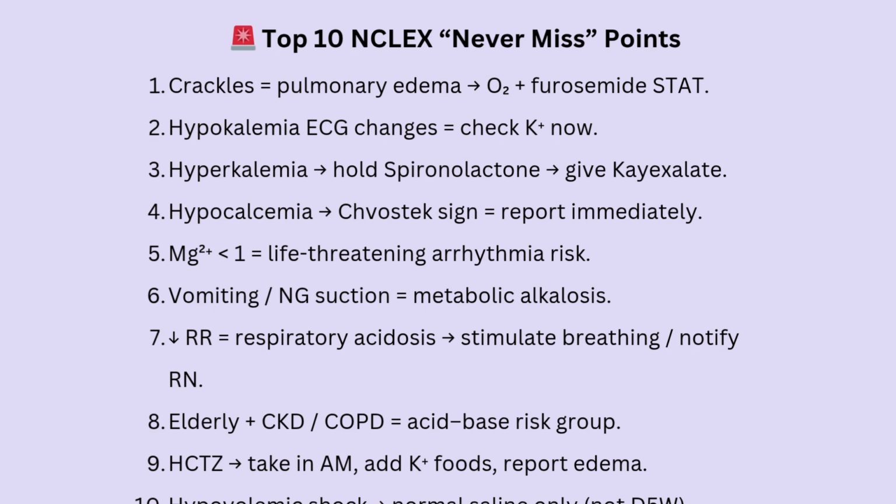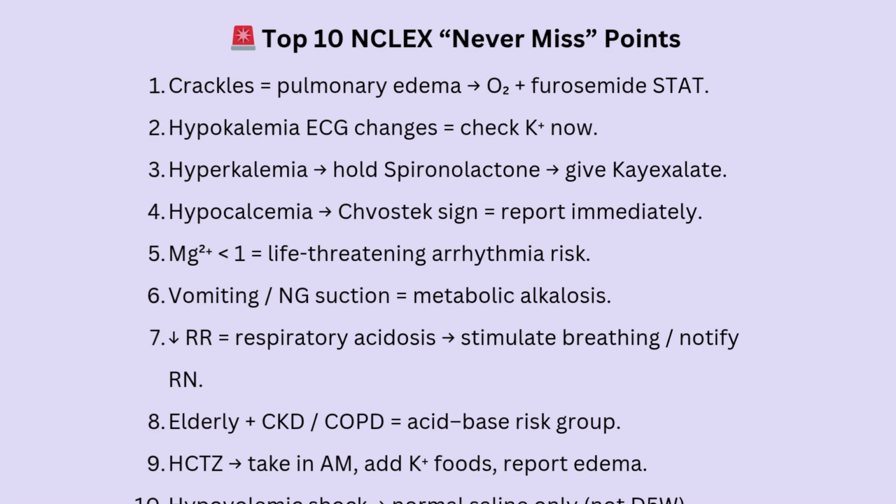Fourth, a positive Chvostek sign signals hypocalcemia. Report immediately. Fifth, magnesium levels below 1 are life-threatening. Prepare for dysrhythmias and give IV magnesium. Sixth, vomiting or NG suction causes metabolic alkalosis. Correct fluids and electrolytes. Seventh, a decreased respiratory rate signals respiratory acidosis. Stimulate breathing and call for help.